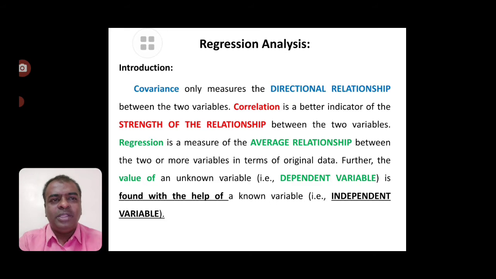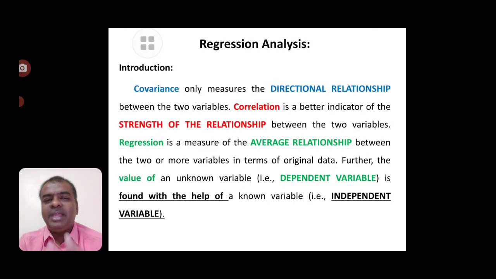Now, depending on these two factors, covariance and correlation, we can further measure the relationship between these two variables, and that measure is called regression. Regression is a measure of the average relationship between two or more variables in terms of original units of data. Further, the value of an unknown variable, generally called the dependent variable, is found out with the help of a known variable, and this known variable is called the independent variable.